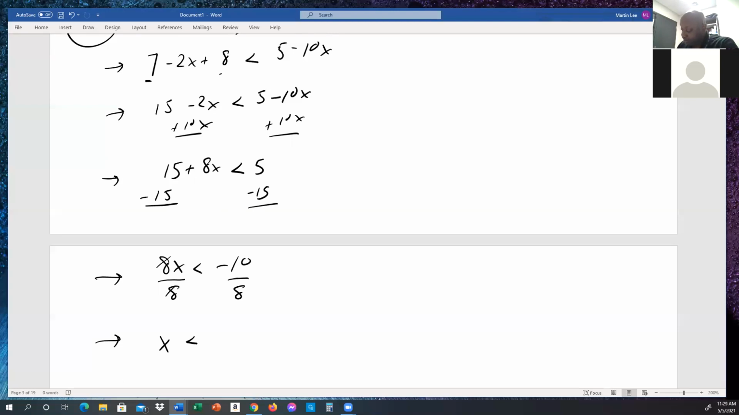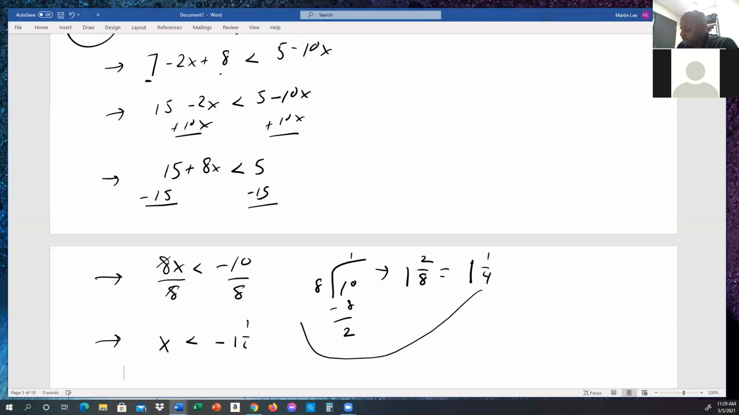Change that to a mixed number. So it's going to be a negative, okay, 10 divided by 8. 1 times 8 is 8. 10 minus 8 is 2. So this gives me as a mixed number 1 and 2/8, which I can simplify down to 1 and 1 over 4. So my x is going to be less than negative 1 and 1/4.